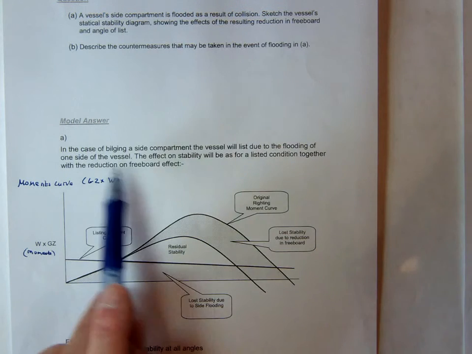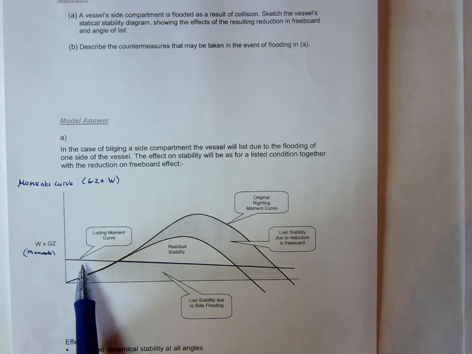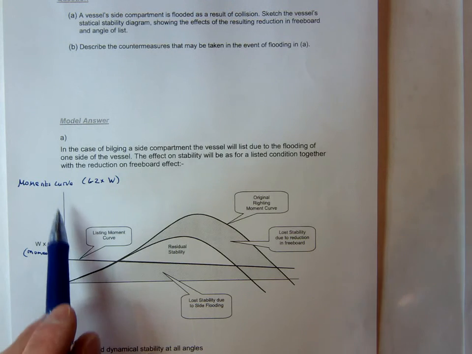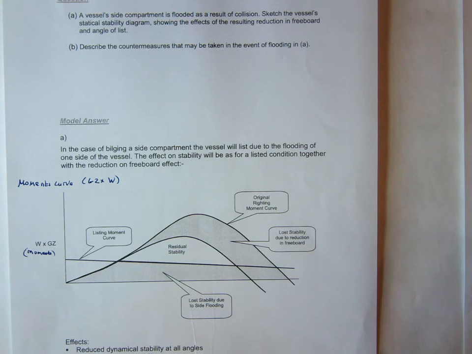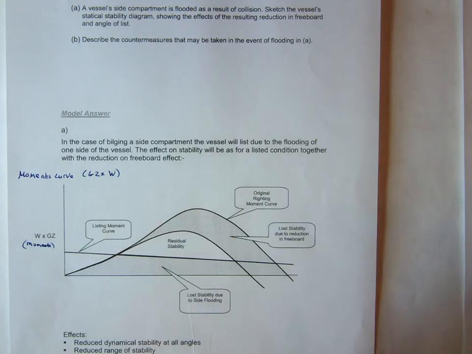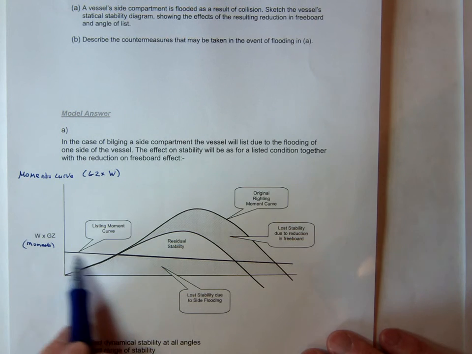So as we put here, in the case of bilging a side compartment, the vessel will list due to the flooding on one side of the vessel, and we have the freeboard as well. So the list, immediately we have a listing moment curve. If you like, you would draw a GZ curve. Well, this is simply a moments curve, which is GZ times the displacement of the vessel. So the values along the y-axis are W times GZ rather than just GZ. So we draw the heeling arm curve, or the listing moment curve.